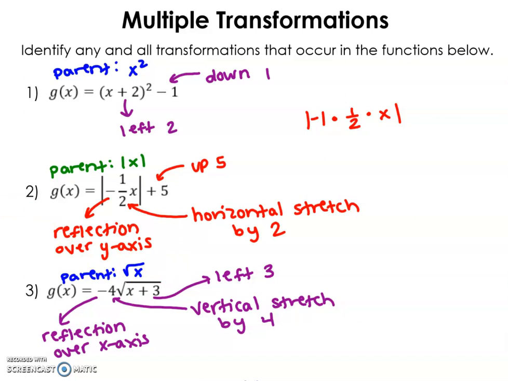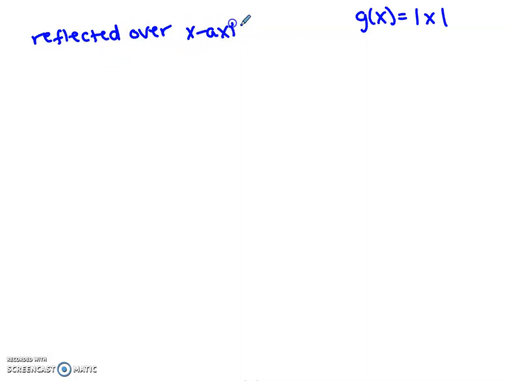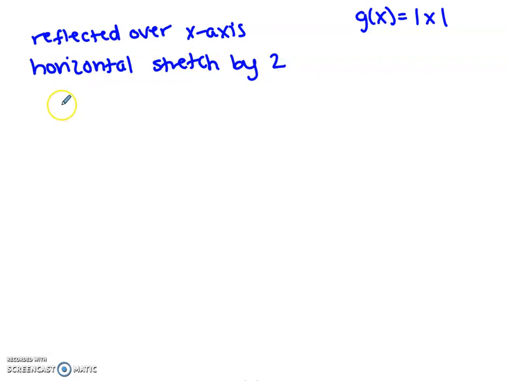Okay, and then just to kind of look at it from the other perspective, if I had the words, so let's say I want it to be reflected, let's start with g of x equals absolute value of x, let's just say. And if I want it to be reflected over the x-axis, and I want it to be a horizontal stretch by 2, and I want it to go left 5 and up 7. Okay, I'm just making this up.